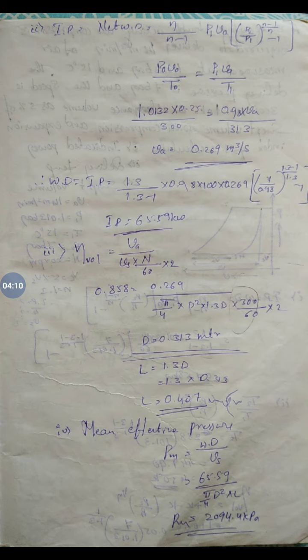L, he has given the ratio of stroke to bore as 1.3. From this we will get L is equal to 1.3 d. So Vs is nothing but pi by 4 d square L, where L is replaced by 1.3 d, into N by 60. N is the compressor speed, it is 300 rpm. So it is 300 by 60 to convert into revolutions per second multiplied by 2. From this we are going to get the value of D is equal to 0.313 meters. The stroke length L is nothing but 1.3 times the bore. So we are going to get L is equal to 0.407 meters.